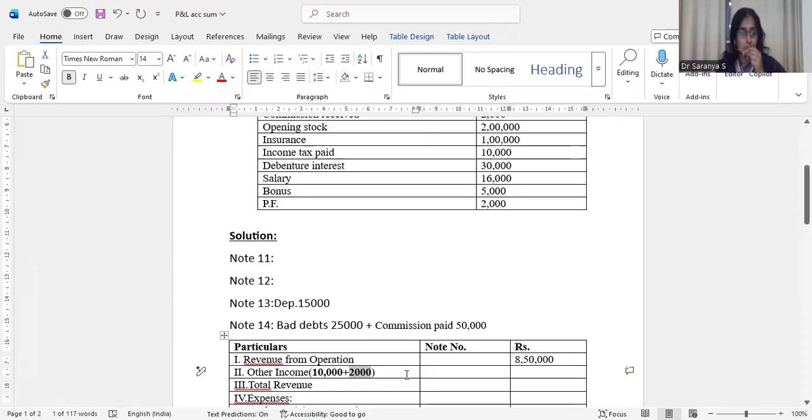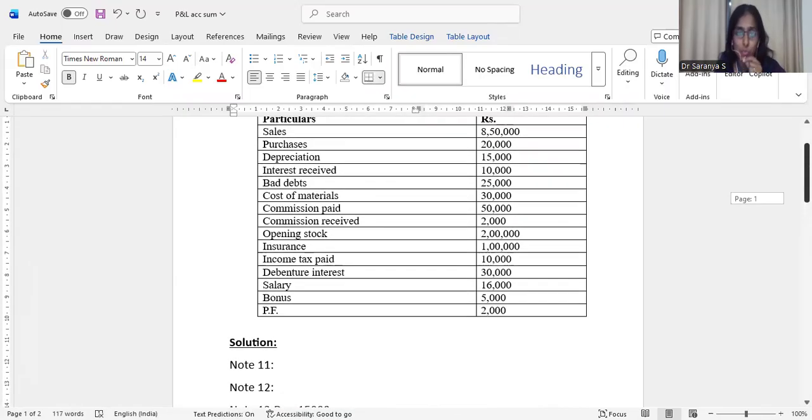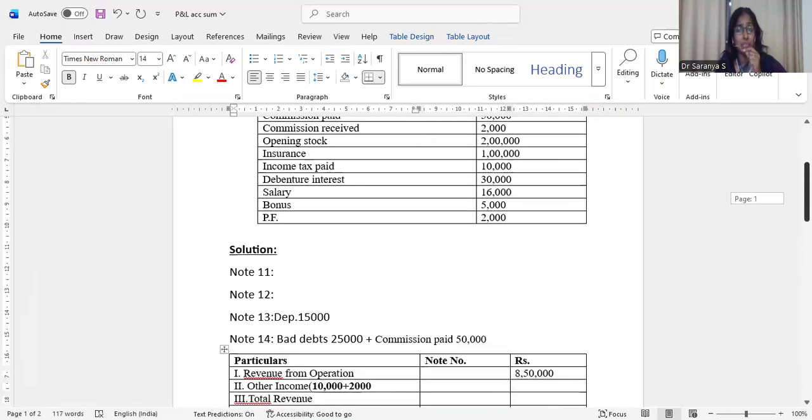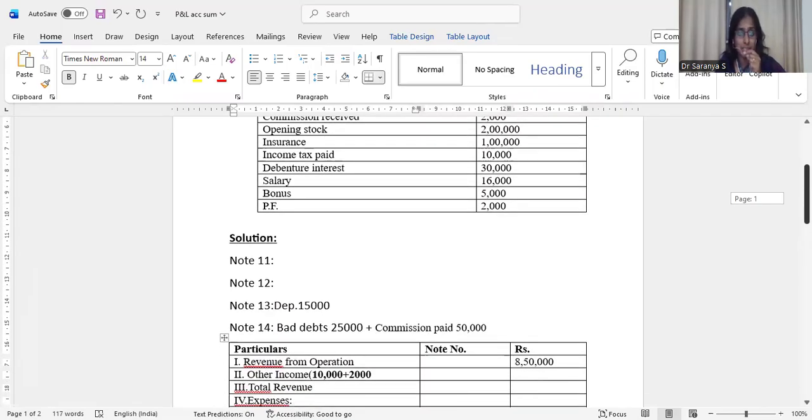Okay, then we will see is there any other item or not. As of now we got two items under other income: interest received 10,000 and commission received 2,000. Okay, the next item, opening stock.